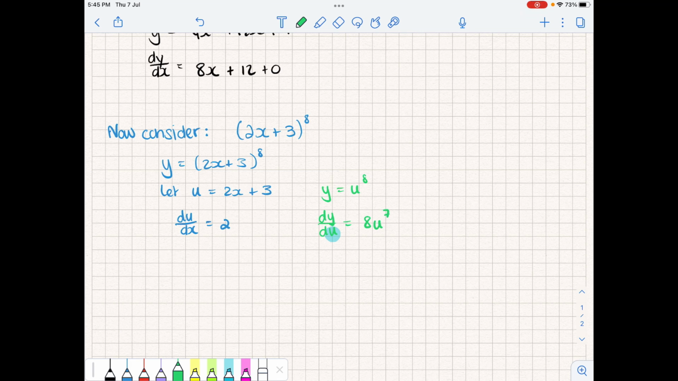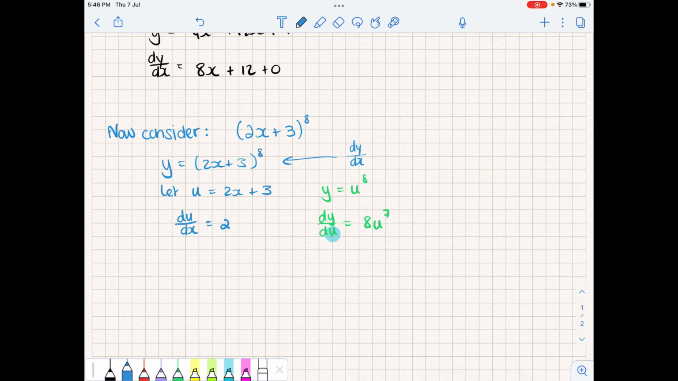So now we have the derivatives of these two functions, the one we've created and the one we've substituted. In order to calculate the derivative of the original function, we're going to use something called the chain rule. We're going to chain these derivatives together to give us what we originally wanted. What we originally want is dy on dx, the derivative of this function here.